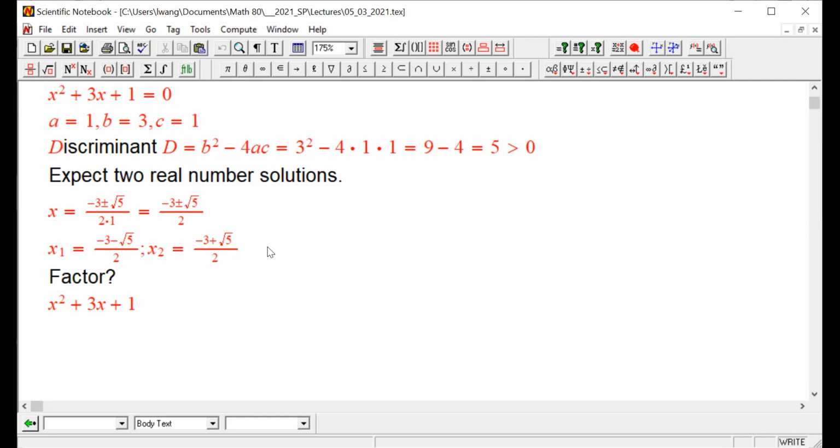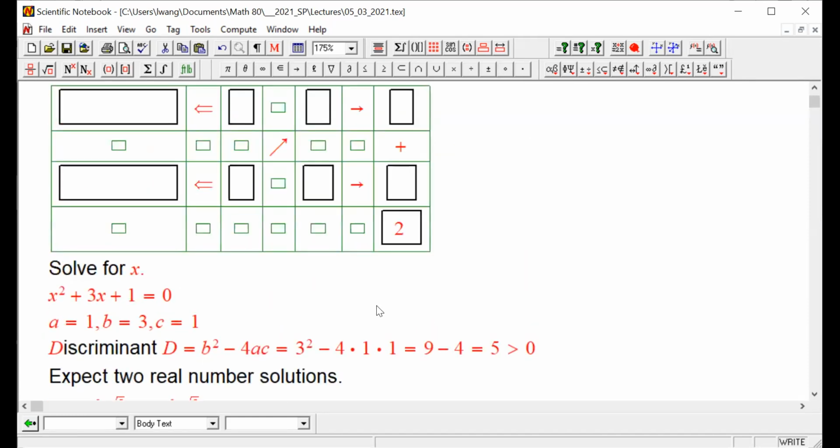What are the factors? Do we have any? The answer is yes. The factors are composed in the following way. There are two factors. The first factor can be composed as x minus x sub 1. The second factor can be composed as x minus x sub 2. And does this formula work for every quadratic? The answer is yes.